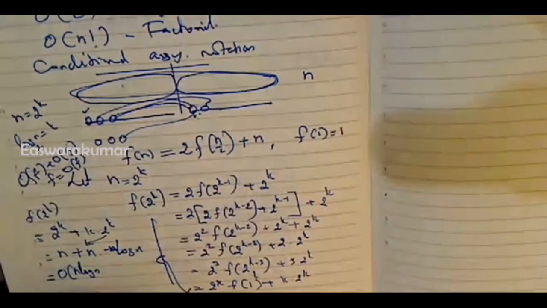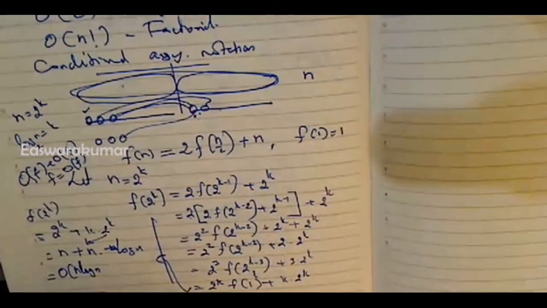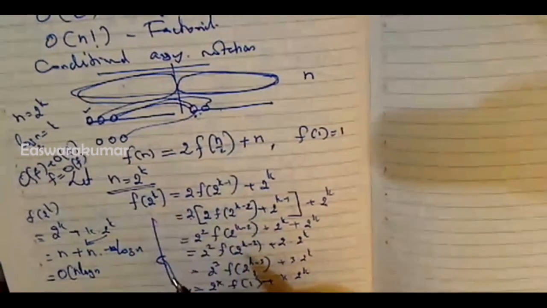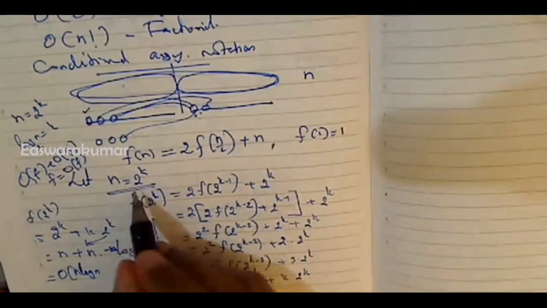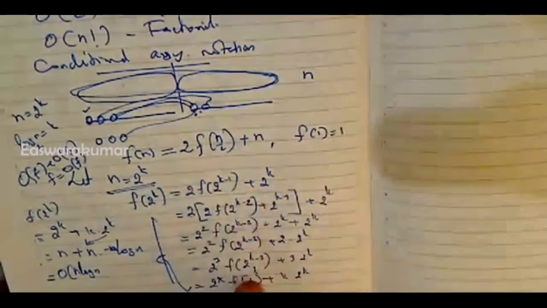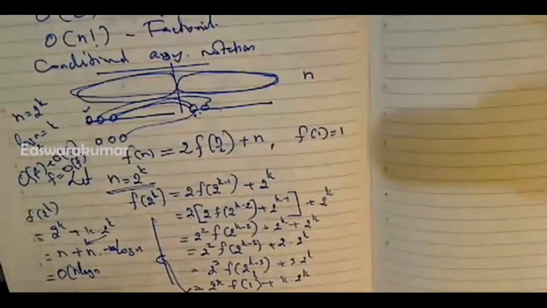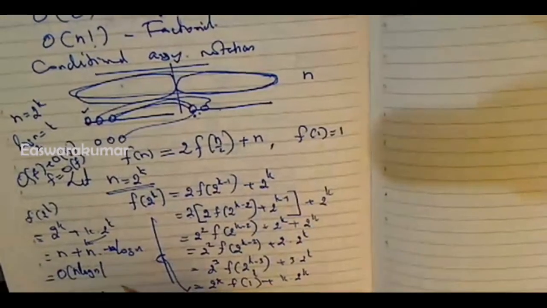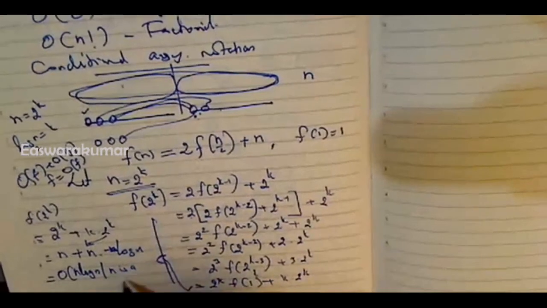But when? That's the question. When will this be order of n log n? How do we get this n log n? Based on this assumption. If this assumption does not hold, then we cannot conclude, because we have assumed something and based on that we solved it. Therefore, what we say is order of n log n when n is a power of 2.